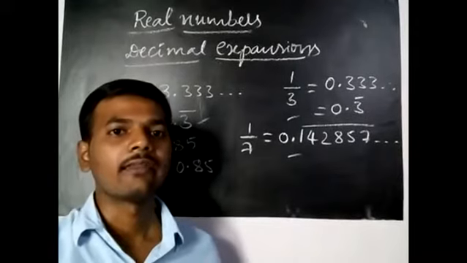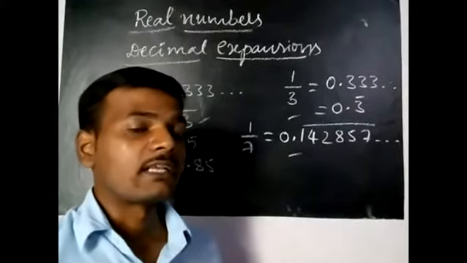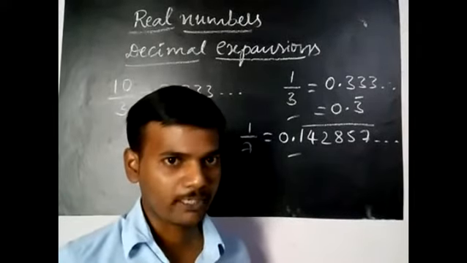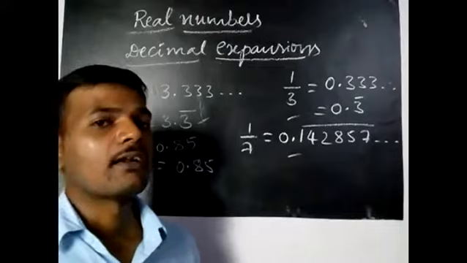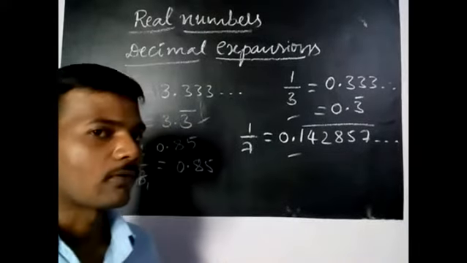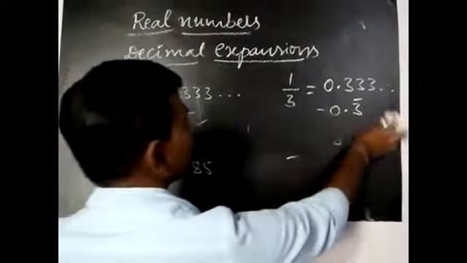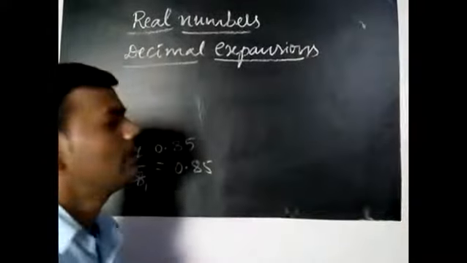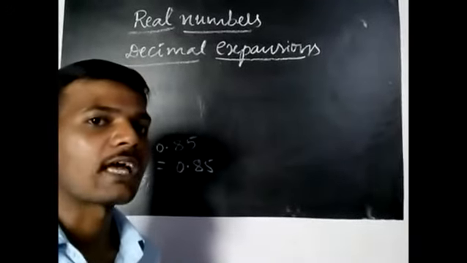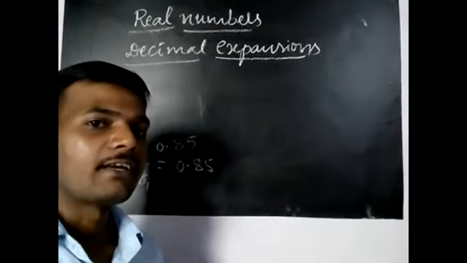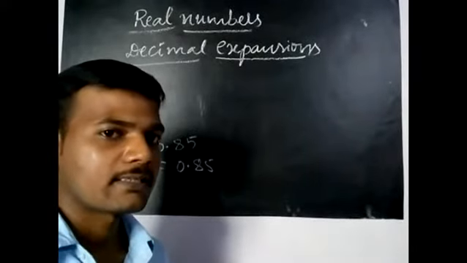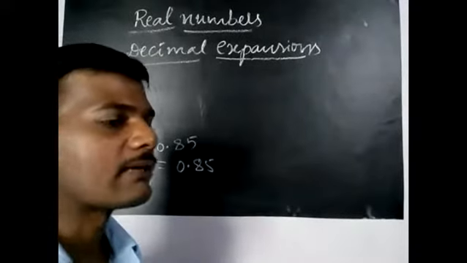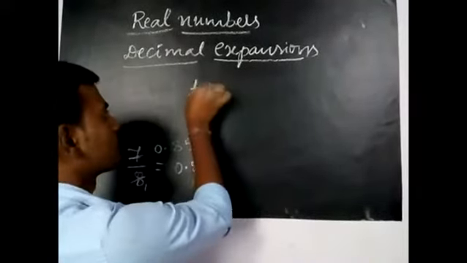The decimal expansion having a finite number of digits after the decimal point is called terminating decimal expansion. The decimal expansion which has a finite number of decimal digits after the decimal point is called terminating decimal expansion.